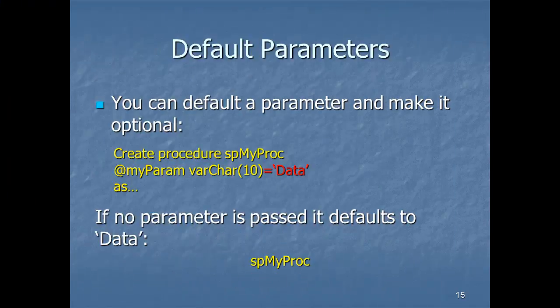You can default a parameter, and you can make it optional if you choose. In this particular example, I've got the same procedure we created on the previous slide, but at this point I've gone back in and added in an equal data, and of course the data will be whatever data you want. That's just a word I threw in there. But in this particular case, if you do not pass in a parameter to the stored procedure, then the stored procedure will default to data in this case.